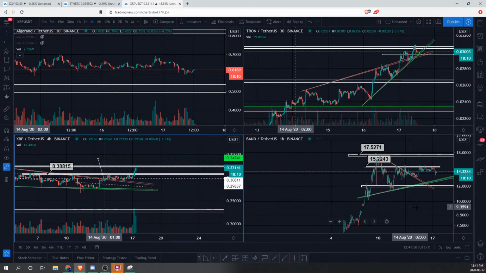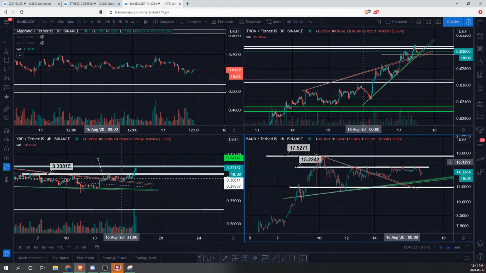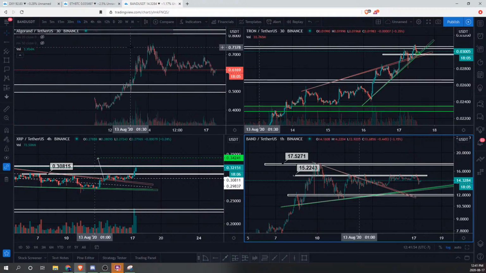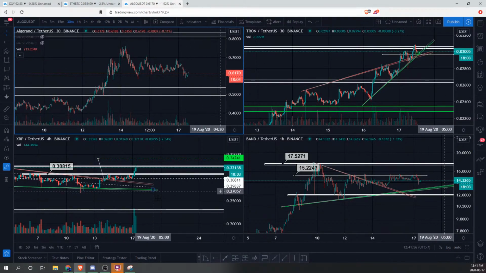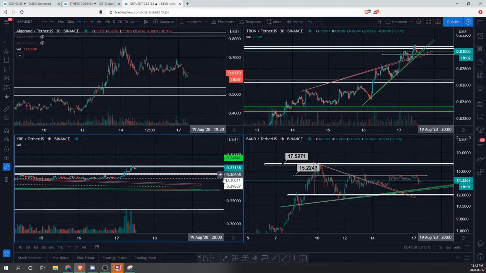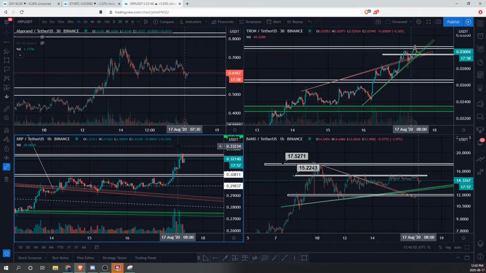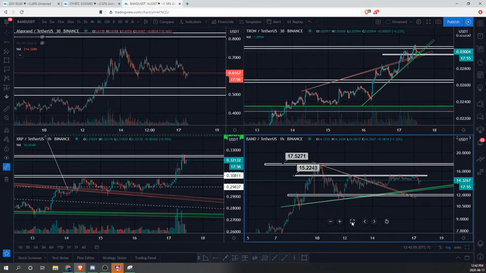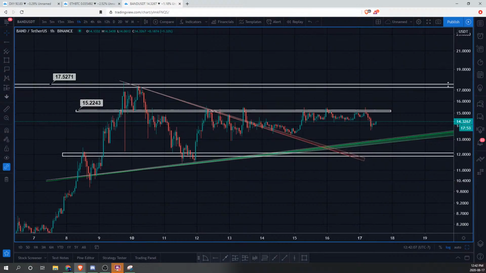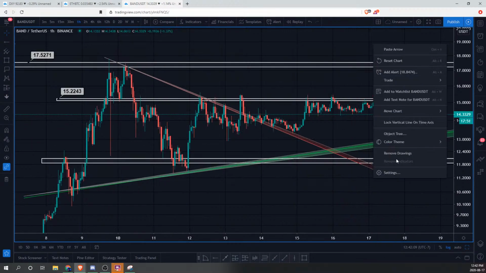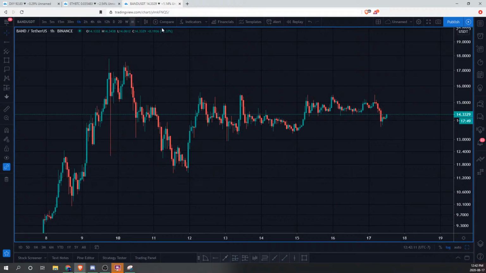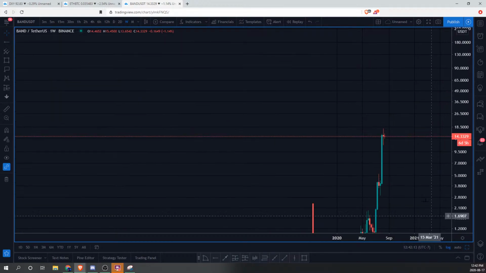Not really going to be looking at... let's look at Band. Why not? ALGO's done decent as well, so let's look at that. And then we'll take a look at Ethereum and BNB after that. Okay, so let's just take everything off, because Band has been doing very well recently. Look at that.